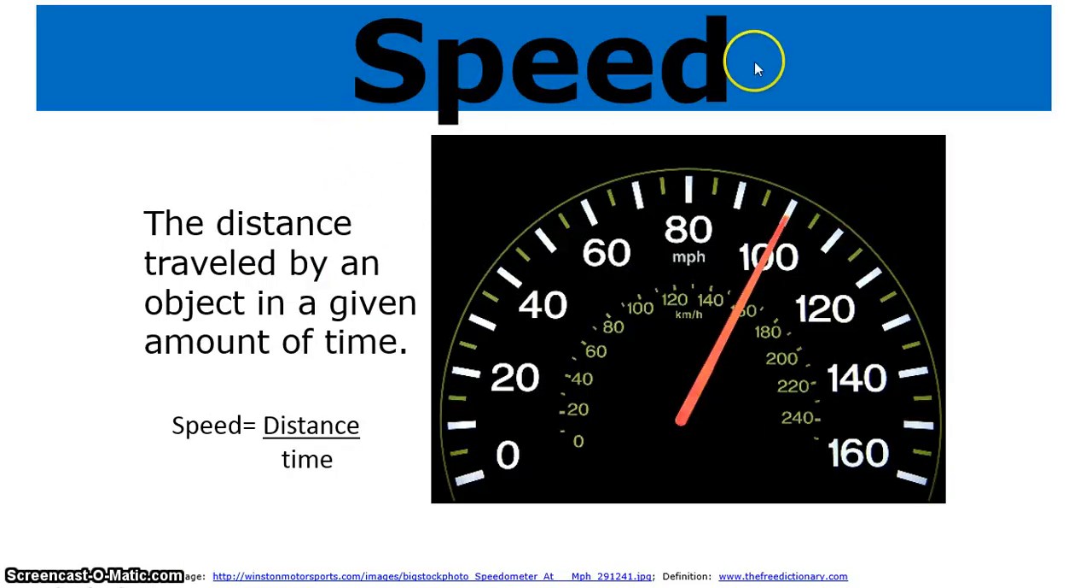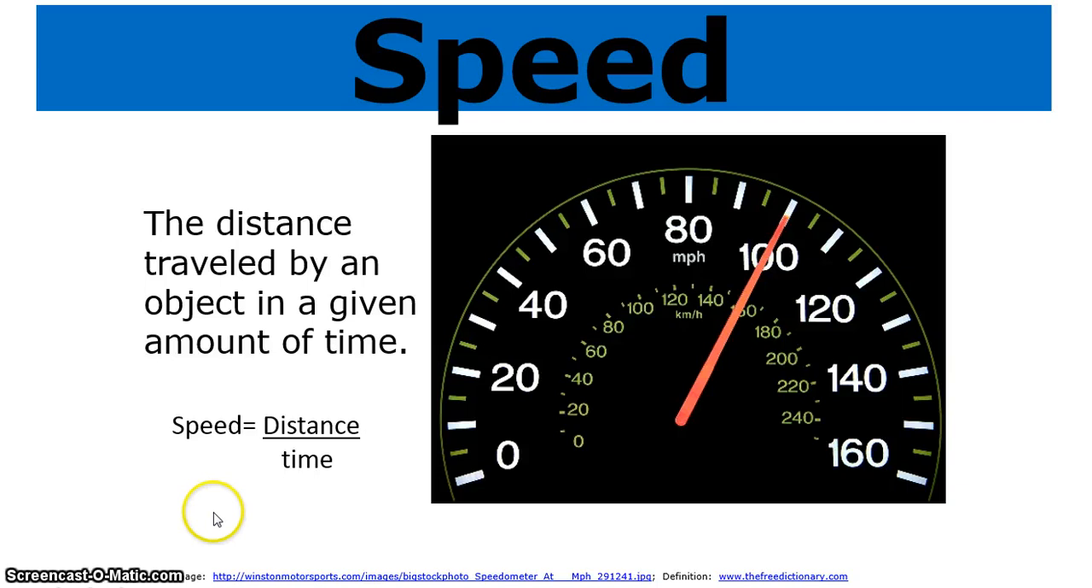So if you'll add speed to your definition, speed, underline the term, and then write the definition for speed. Speed is the distance traveled by an object in a given amount of time. I'd also like you to put the formula here that speed is equal to distance divided by time. Now remember, you can pause the presentation at any time in order to complete your notes thoroughly.